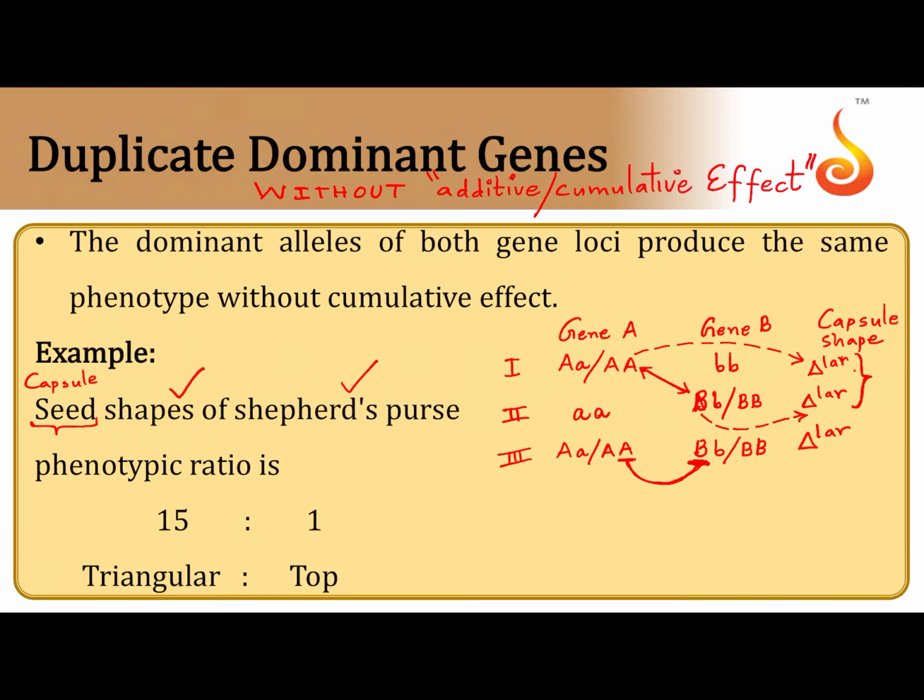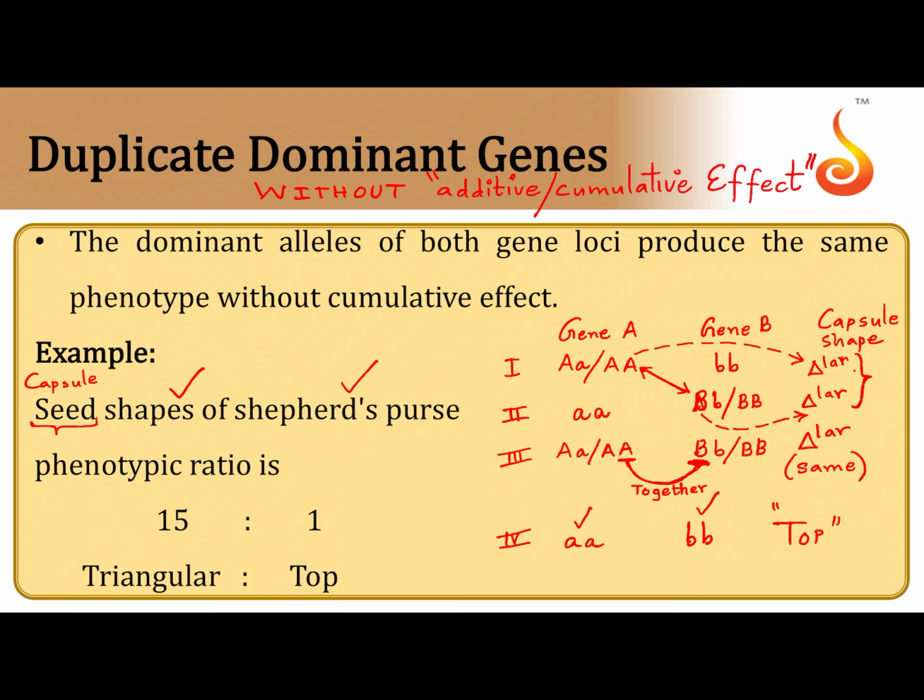I hope you understood that the duplicate dominant genes in this case, when they occur independently, also express the same phenotype. When they come together, capital A and capital B, they will still express the same character, the same triangular capsule shape. And the last case is obvious. Imagine there is no dominant A and no dominant B, then you will get a slightly different phenotype, that is top shaped. This is because there is complete absence of dominant genes in both the loci.